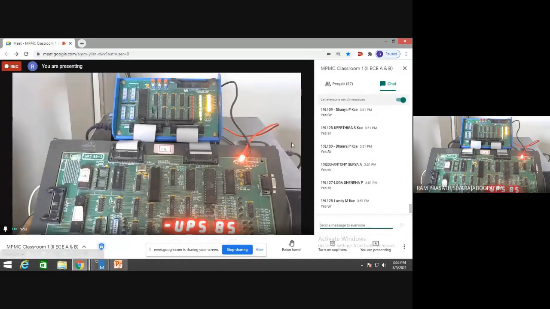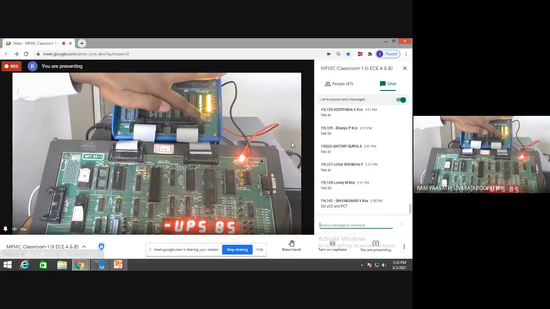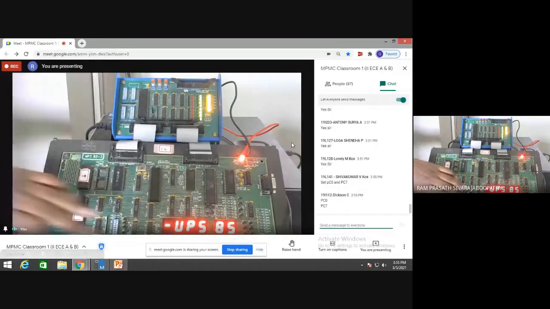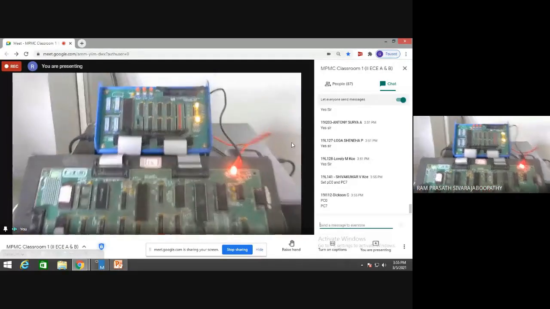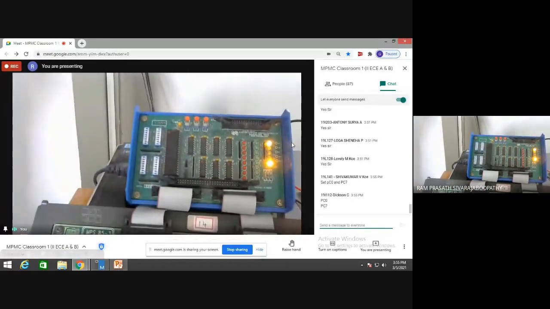Kindly type it in the chat. Yes, set PC0 and PC7. Correct. Where is PC0 here? Top LED, yellow color LED. The bottom one is PC7. Fine. So what should happen in this port? All the LEDs should be off, and only these two LEDs will glow. Yes. Shall we run the program? Go 8000 execute. That's all. Is it working? Is it working or not? Yes, fine. That's all about our lab experiment.